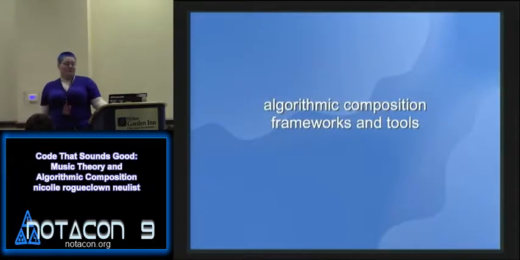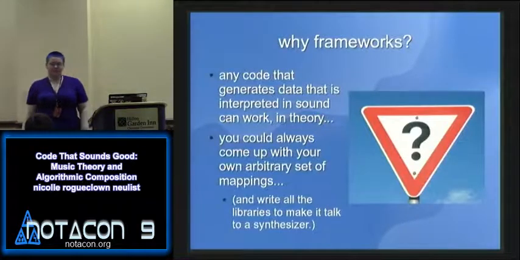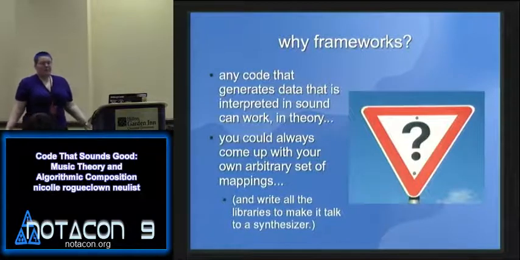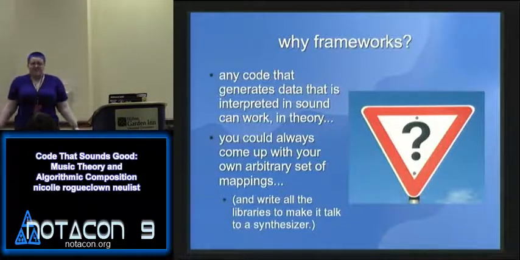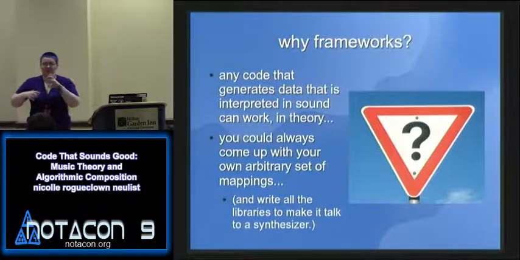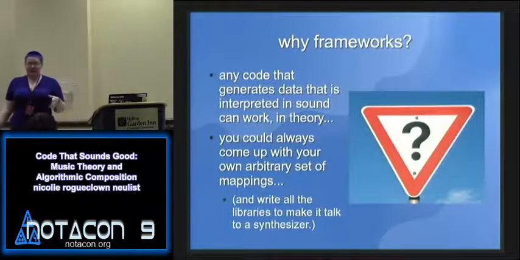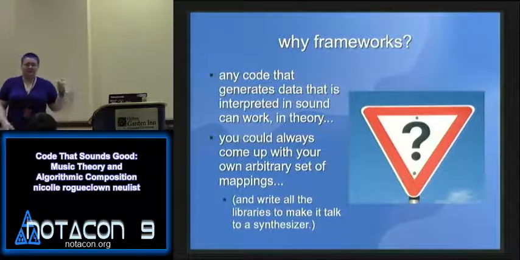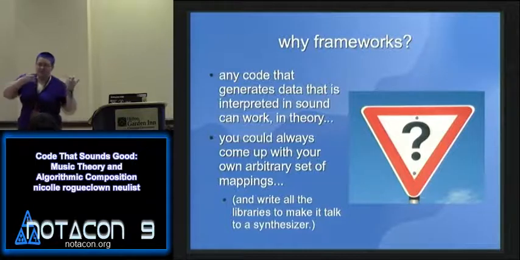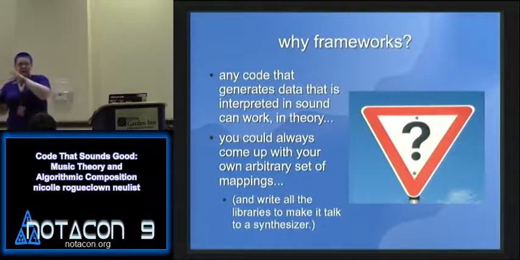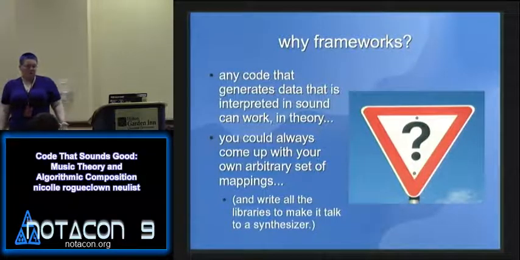Algorithmic composition frameworks and tools. Why is this important? You can start from scratch. Any code that generates data that you then code to be interpreted as sound to come out of a computer can work in theory. This little bit of binary data represents a G, and this little bit of binary data represents an F sharp in this other octave. But it's not going to be very portable.